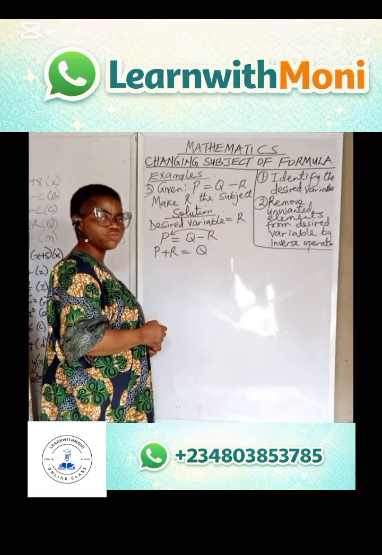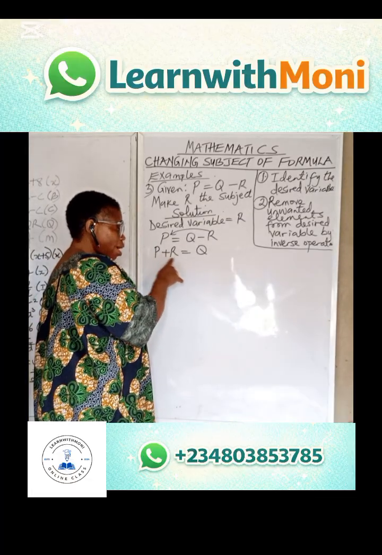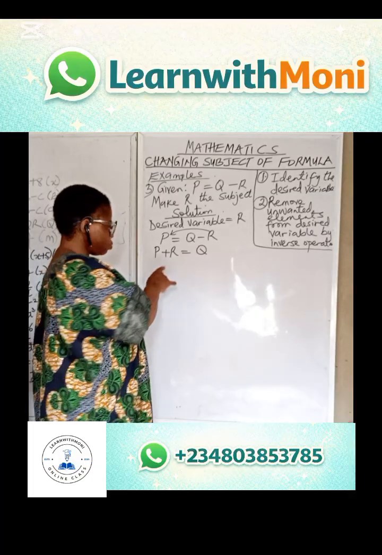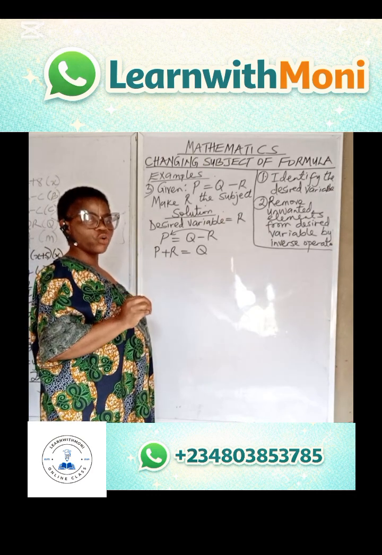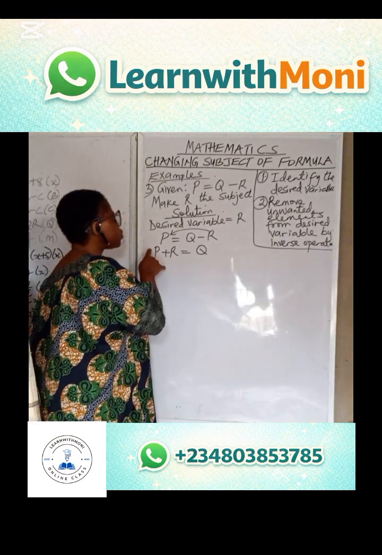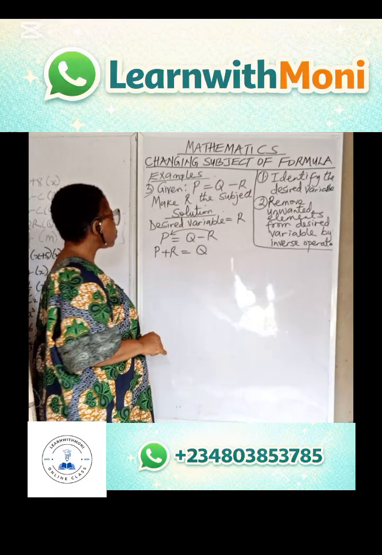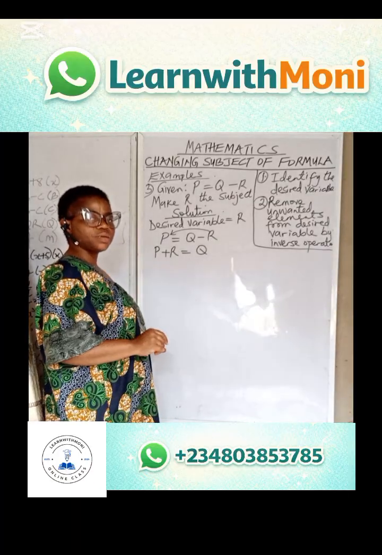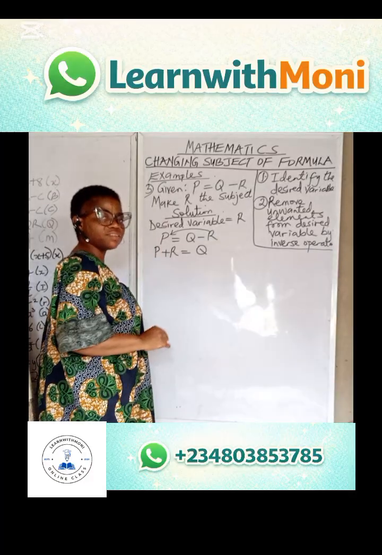But I have still not removed the unwanted element from R because R is now still joined to P. So the next thing is to remove this P, which is the unwanted element from R. The sign in front of P here is positive. So the opposite of this positive P is negative P. The inverse of this positive P is negative P.